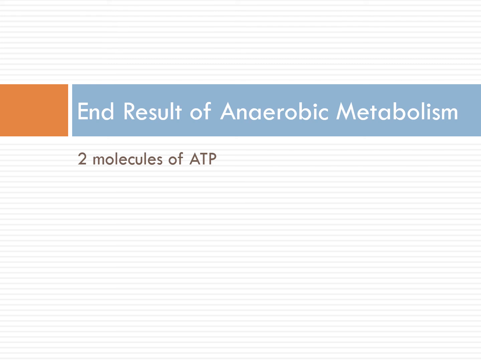The end result of anaerobic metabolism is that you only make 2 molecules of ATP. In aerobic, you made 36. So I guess those are a few takeaways you need to get from this lecture, at least.